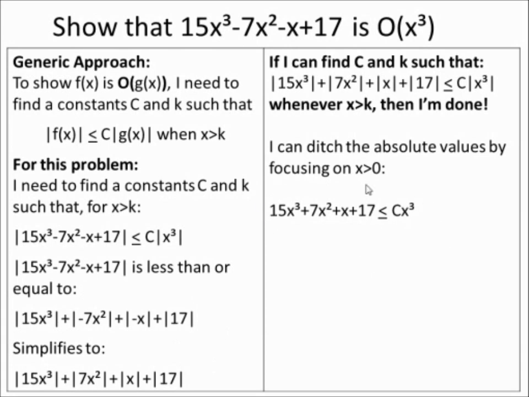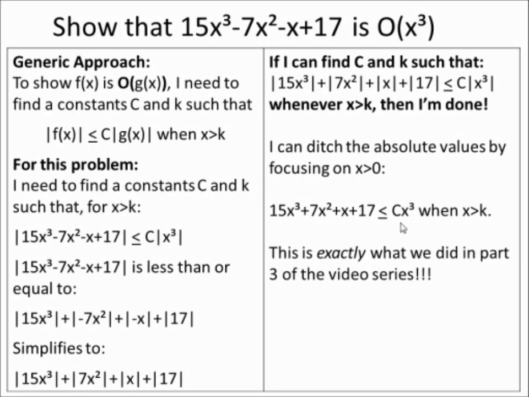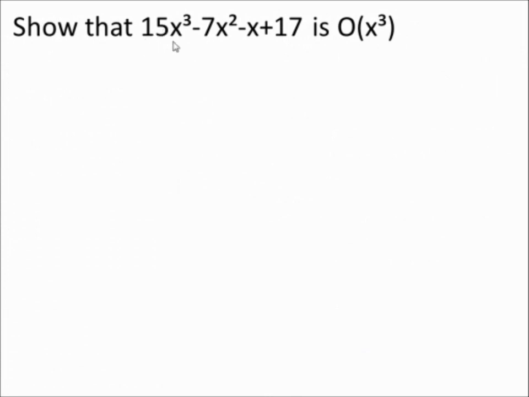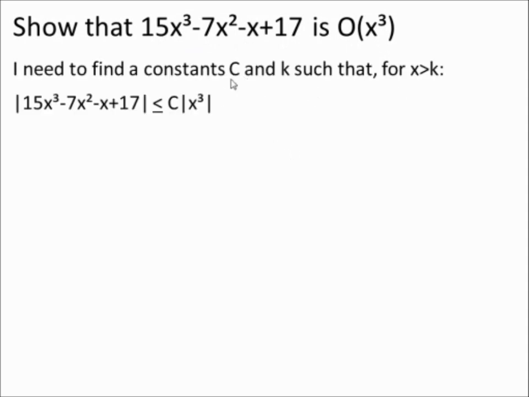So I'm not going to go through the whole hoopla right now, but let's put it all together. Yes, this is exactly what I did in part 3 of the video series. I'm trying to show that 15x cubed minus 7x squared minus x plus 17 is big O of x cubed. So that means I'm trying to find constants c and k such that whenever x is greater than k, in absolute values, 15x cubed minus 7x squared minus x plus 17 is less than or equal to c times the absolute value of x cubed. I'm trying to find numbers c and k so that this is always true.